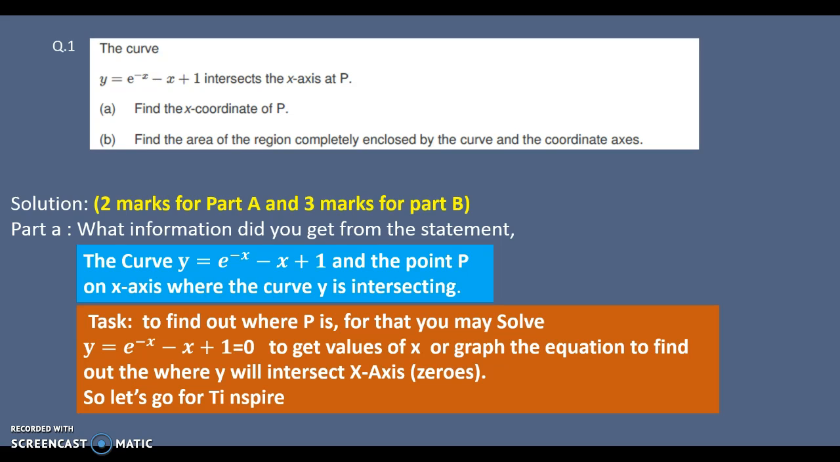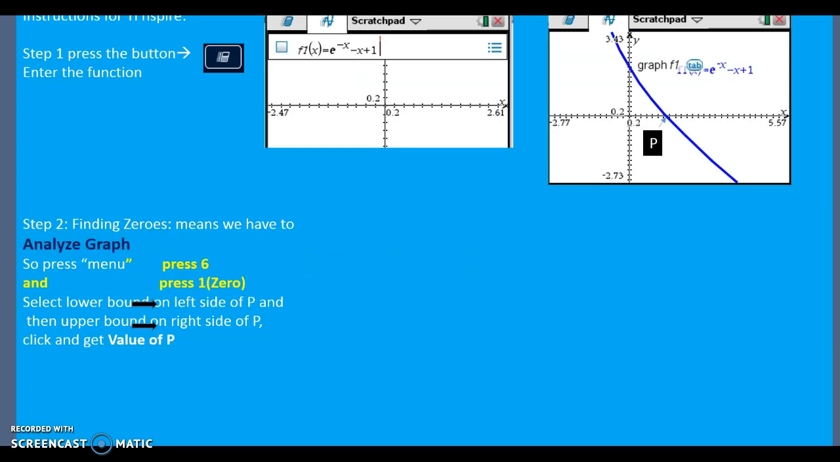For that you may solve y equals 0 to get x, and then you can see the coordinate of P, or because we are using GDC, graph the equation to find out where y will intersect the x-axis. Any curve, when it intersects the x-axis, those points in mathematics we call the zeros of the function, zeros of that equation. So let's go for TI-Nspire, and here are some instructions.